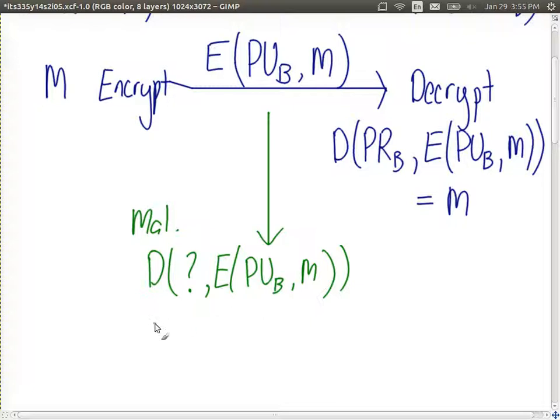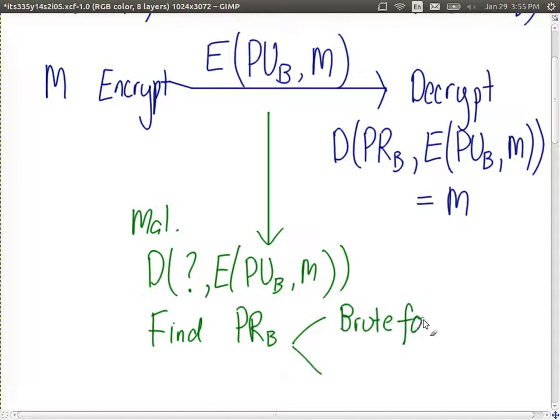So what could the malicious user do? Their aim, therefore, is to find PRB, and there are two basic approaches. Brute force. How do we stop brute force? Make the key long enough so it would take forever. So that's easy to stop. The other thing is that for this decryption step to work, we can't just use any keys for PRB and PUB. It won't work if we just use random values. For it to be successful, we must have related keys. They must be somehow related, and the algorithm will define the relationship between PUB and PRB.